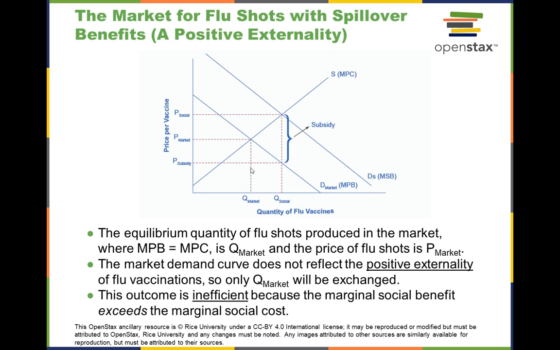This outcome is inefficient because the marginal social benefit, when it intersects the supply curve, is going to be way up here, and so the quantity is going to be greater. So this is the inefficiency or underutilization that's occurring.